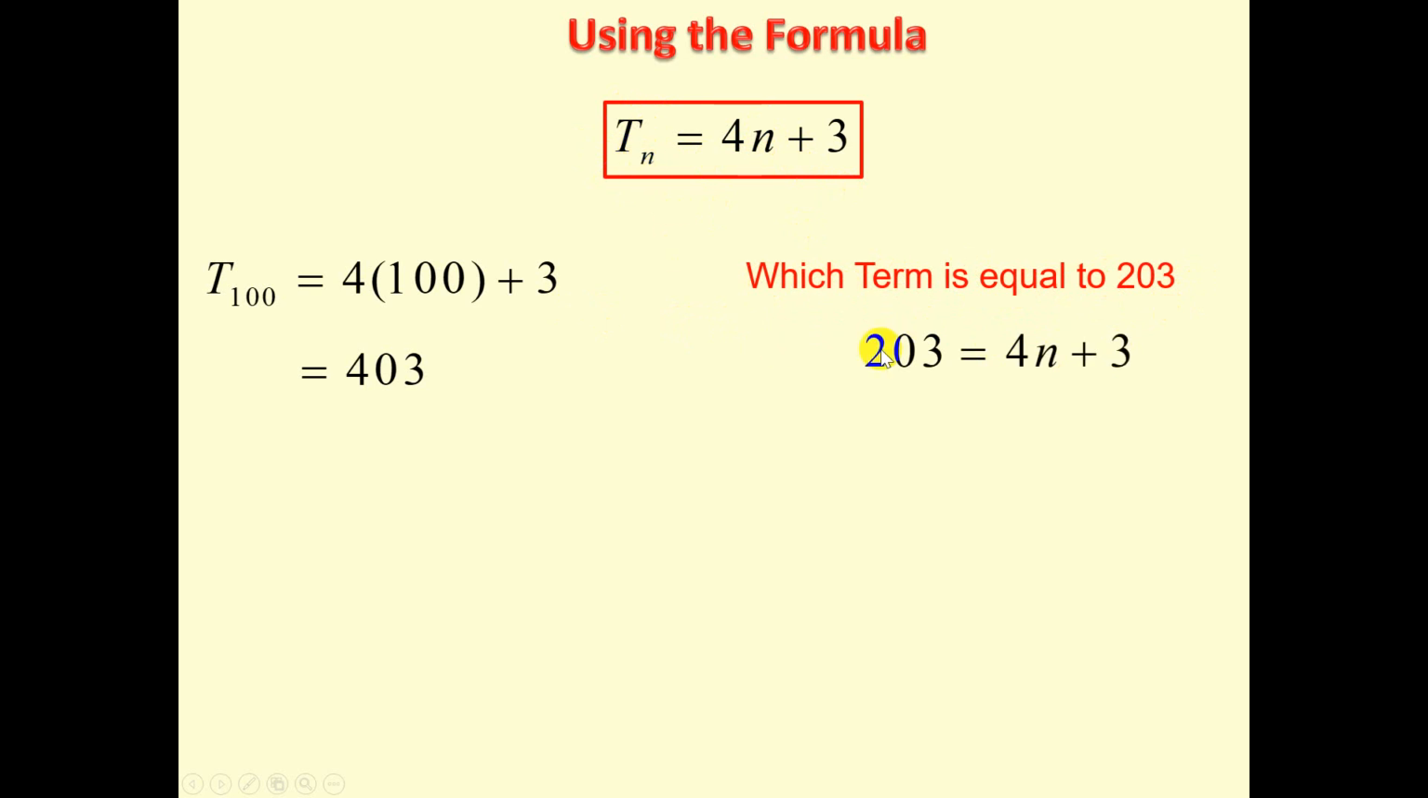So we're going to form an equation. 203 represents Tn, which is equal to 4n plus 3. Take out 3 on the other side, it becomes negative. 203 minus 3 is equal to 4n. And that gives us 200 is equal to 4n. Dividing both sides by 4, we end up with n to be 50.